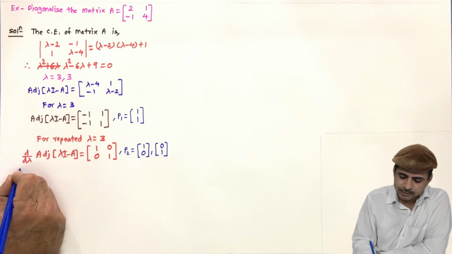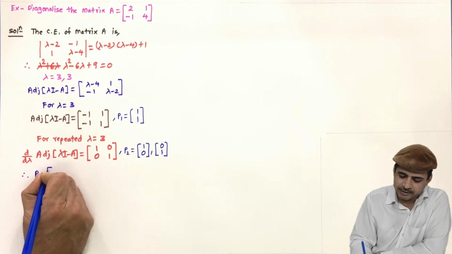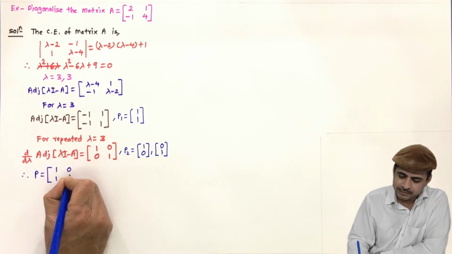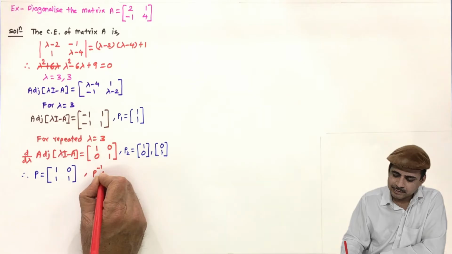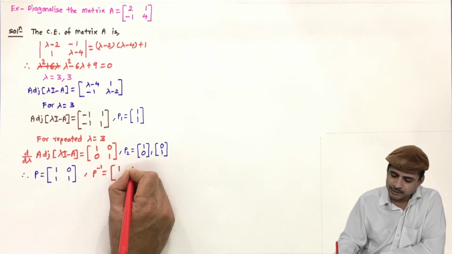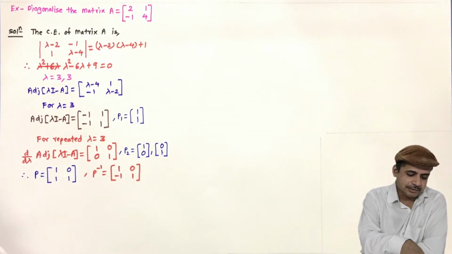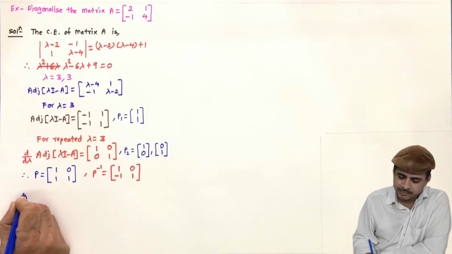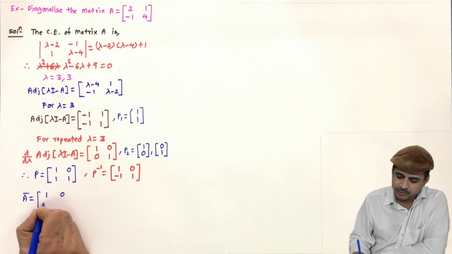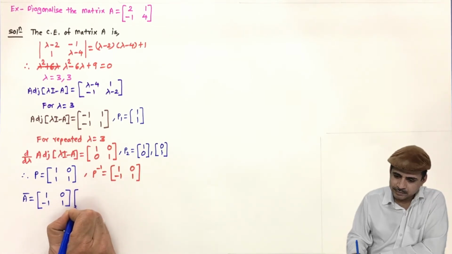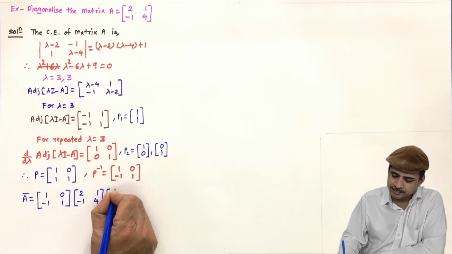So what I will do now, I will take this as P2. So the modal matrix P is 1 1 0 1, and which gives me its inverse P inverse equal to 1 0 minus 1 1, and then the A bar matrix will be A bar is equal to P inverse A P, so it will be 1 0 minus 1 1 into 2 1 minus 1 4 into P.